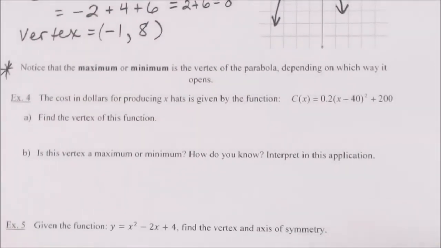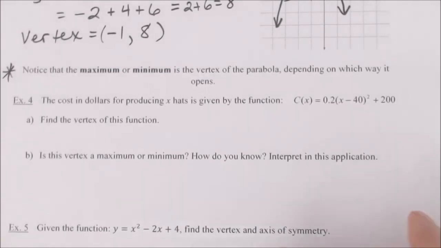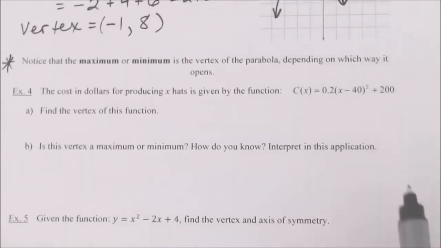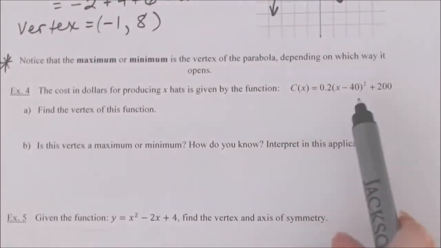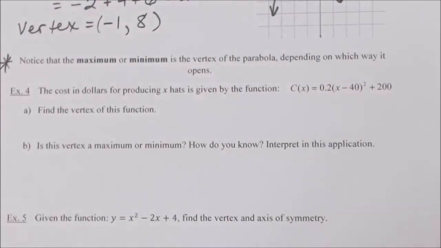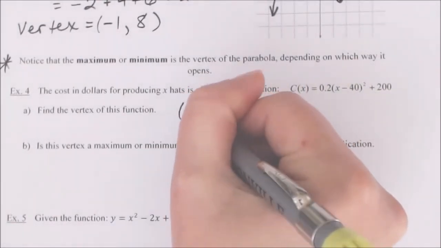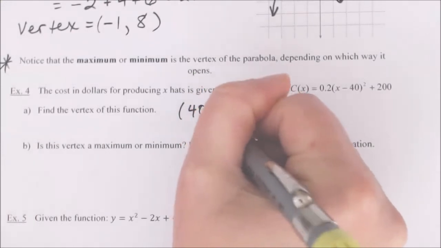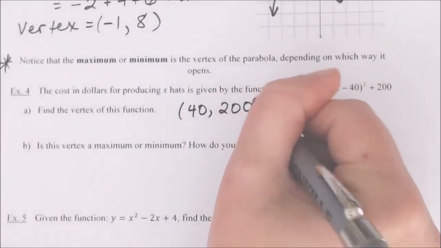So here's an example. It says the cost in dollars for producing x hats by a company is given by this cost function. Find the vertex. So let's start with that. Notice this is in the h, k format, so I don't need to use that new formula. I can go ahead and just find the vertex. So h comma k would be 40 comma 200.